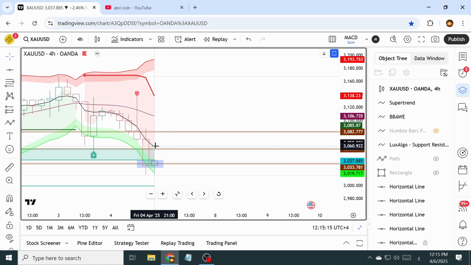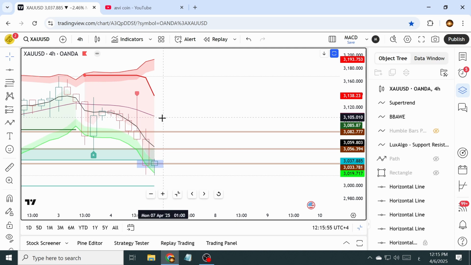Now the 5 EMA is at 3056, so we have a resistance here, and then the second resistance at 3085. It was the support, now it will become resistance for the price, and the next one will be 3105. So the first resistance is 3056, the second resistance is 3085, and the third resistance will be at 3100.